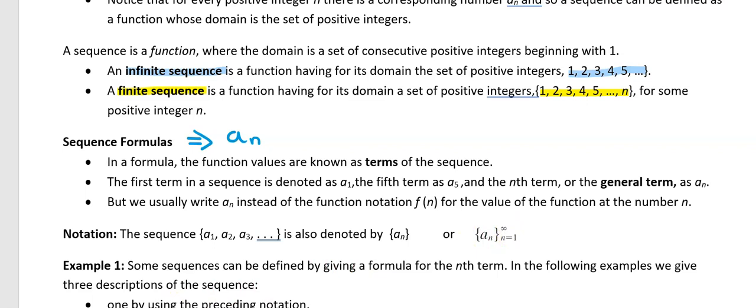Now when you're listing the numbers, as in a sub 1, a sub 2, etc., these would be listing the actual terms of the sequence. Whereas this a sub n, or this a sub n with the 1 and infinity notation, those are actually denoting the formula.